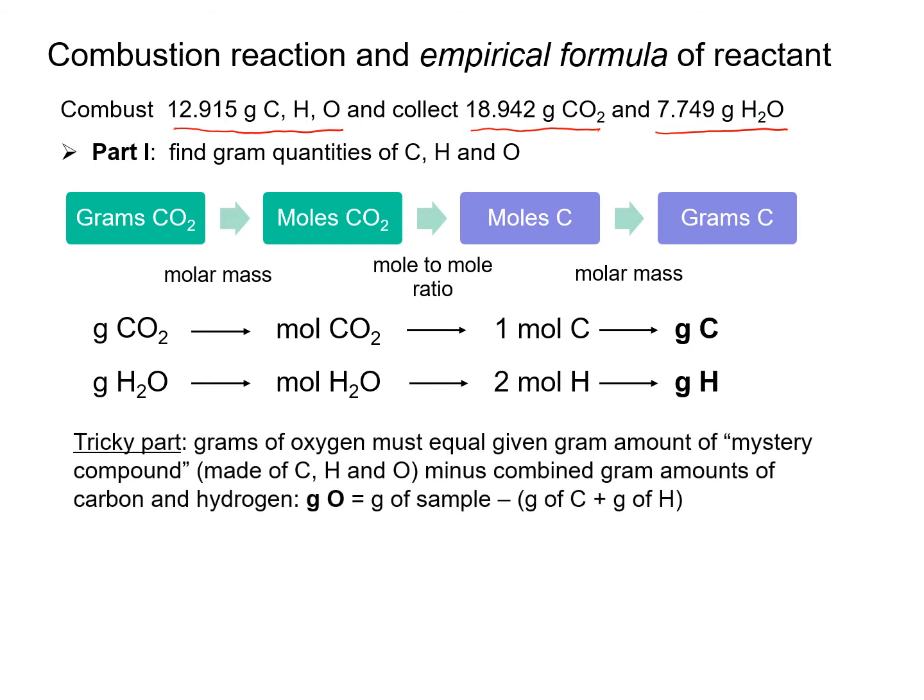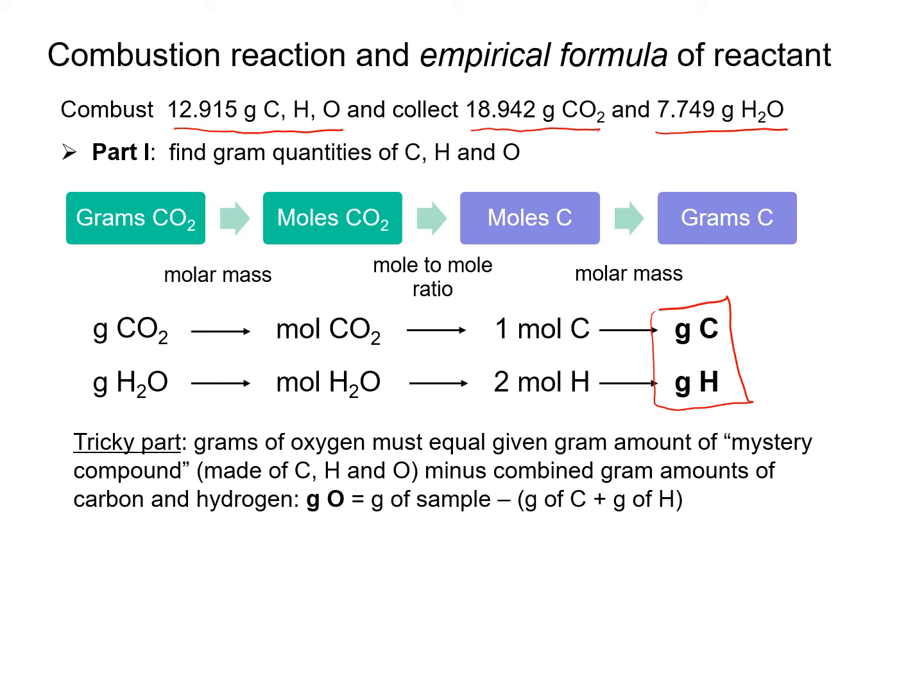A slightly trickier part comes in when we have to figure out how many grams of oxygen were in our original compound. The way we can think about this is in terms of the law of conservation of mass. We know that we started out with 12.915 grams of a compound that is composed solely of carbon, hydrogen, and oxygen. We also know that we collected a certain amount of carbon and a certain amount of hydrogen. In fact, we just figured out the path to calculate those two amounts.